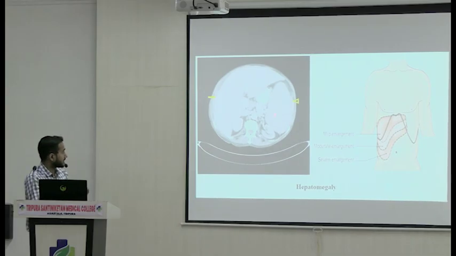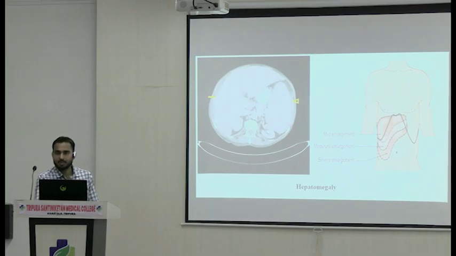Next, this is a CT scan image where you can see the enlarged liver, which can mainly be diagnosed with the help of craniocaudal length. In case of hepatomegaly, the craniocaudal length increases. Can you see the liver? This is the enlarged liver.